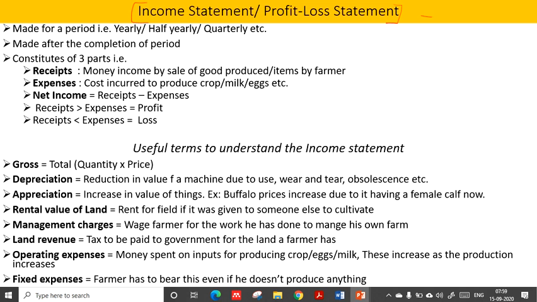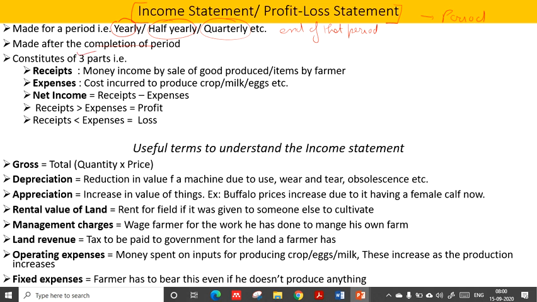Income statement is made for a period. It can be made yearly, annually, bi-yearly or quarterly. Okay, it is made at the end of that period. What was the position 1 year ago and what is the position now? You can compare two income statements and get to know whether you have gained or not, whether you have made money or you have lost money. Made after the completion of the period, it constitutes three parts.